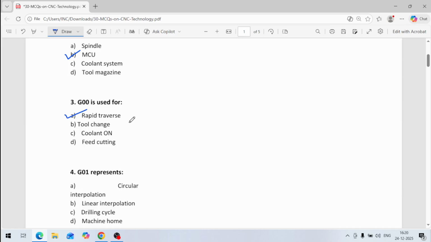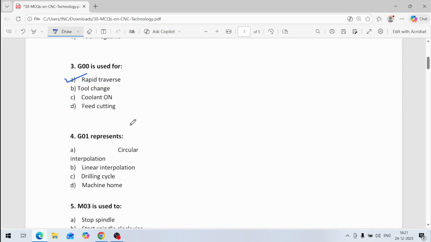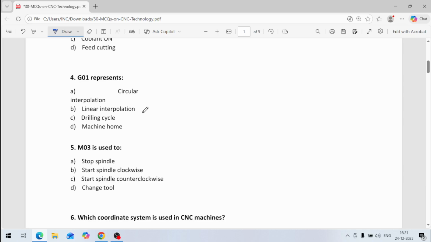So the next question is question number 4. G01 represents A. circular interpolation, B. linear interpolation, C. drilling cycle, D. machine home. G01 is used for linear cutting, the linear path of the tool, so the answer is linear interpolation.